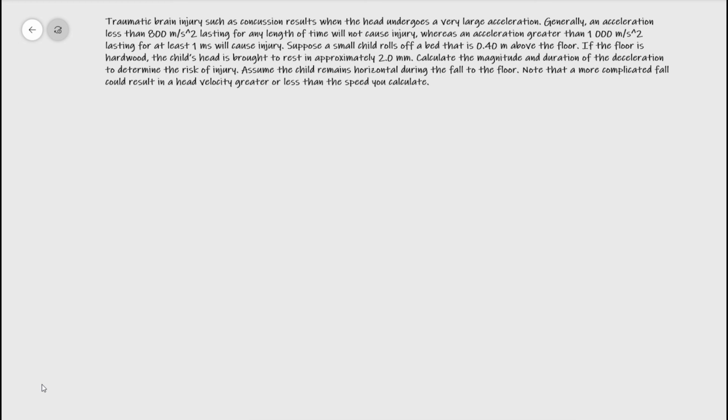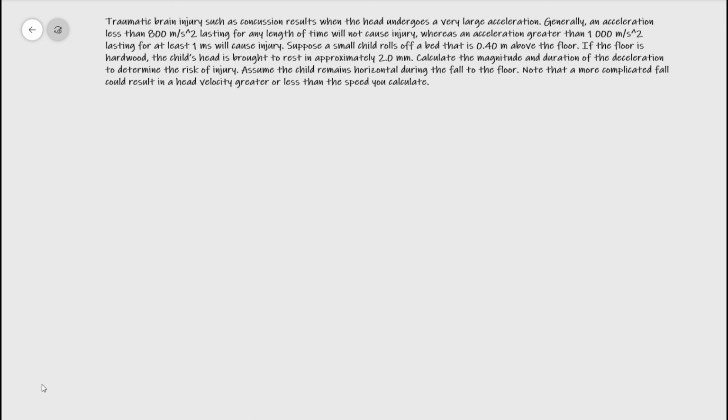Traumatic brain injury such as concussion results when the head undergoes a very large acceleration. Generally, an acceleration less than 800 meters per second squared lasting for any length of time will not cause injury, whereas an acceleration greater than 1000 meters per second squared lasting for at least 1 millisecond will cause injury. Suppose a child rolls off a bed that is 0.4 meters above the floor. If the floor is hardwood, the child's head is brought to rest in approximately 2.0 millimeters.